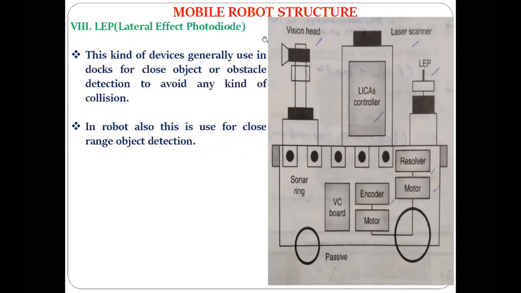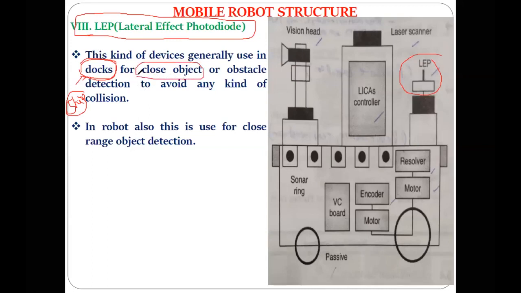Then next we have the LEP that you can see here, which stands for lateral effect photodiode. This kind of device is usually utilized in docks. Docks is another word for the ship. So in the ship, this kind of device is generally utilized for the purpose of detecting close objects, meaning objects which are very close to the ship, which can also be considered obstacles.